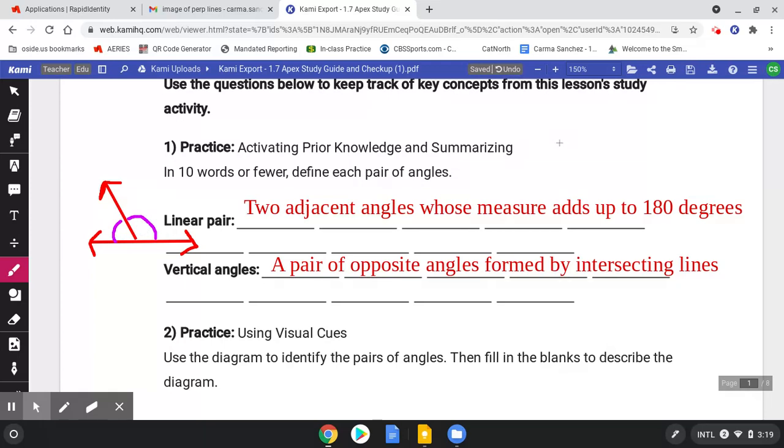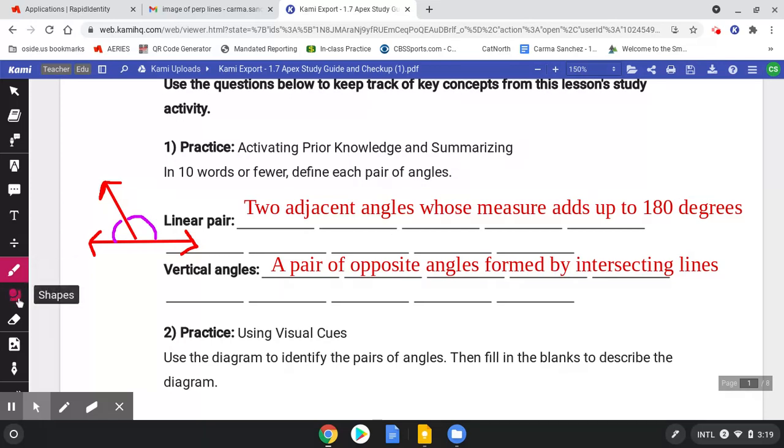Now the reason it's called a linear pair is because it is on the line. Notice that this is a ray coming out of the middle of the line and they both form a line. There's something else called supplementary angles, where it's any two angles that add up to 180. But just keep in mind that for a linear pair, this is on a line. It's these two angles, two adjacent angles, two angles side by side whose measure adds up to 180 degrees.